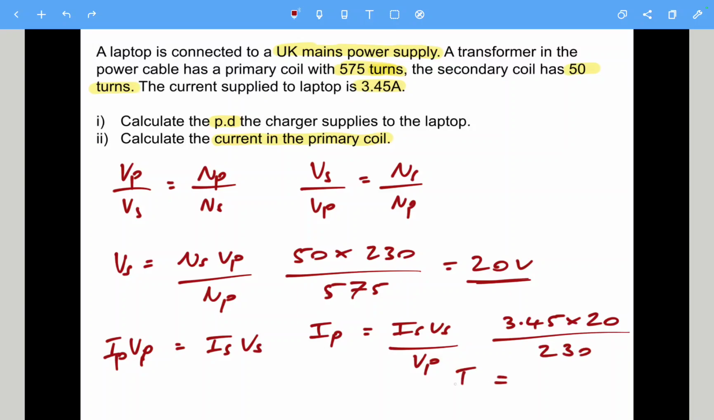So that gives us a current on the primary coil of 0.3 amps. If you got that, really well done. That's a tricky one, definitely level 9. And that's it.